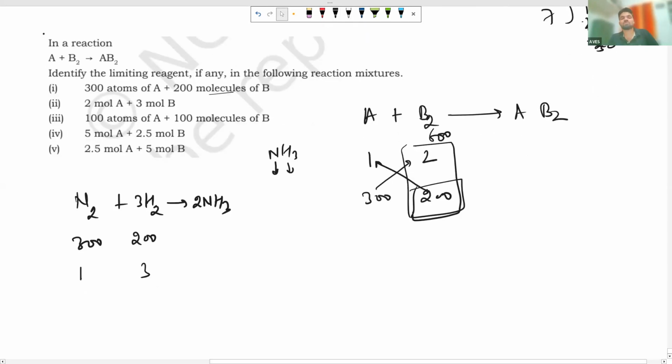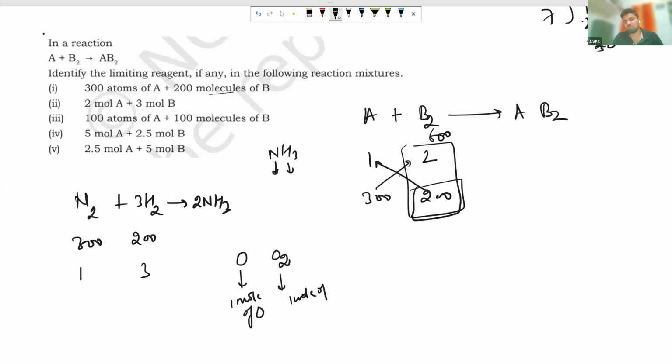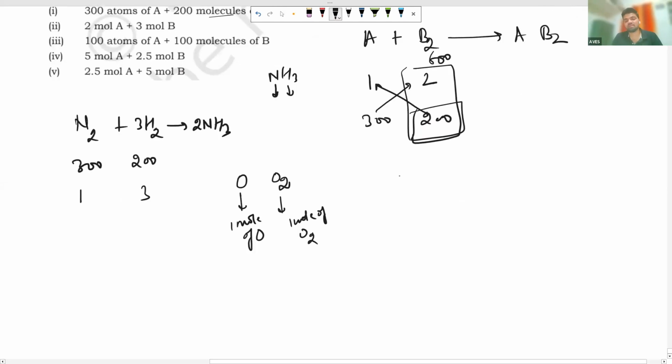Now you need to concentrate here that it is B atom and B molecule. What is the difference between O and O2? If I'm saying that it has 1 mole of O2, it is 1 mole of O2. And if I'm saying 1 mole of O2, it can be written as 2 moles of O, because it is O2. So if you are adding only O, then it is 2 moles.